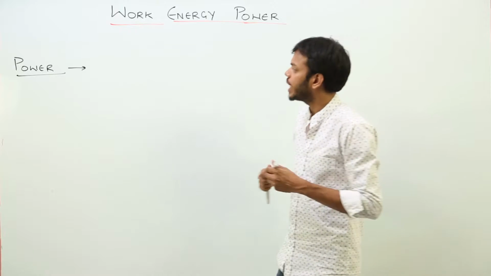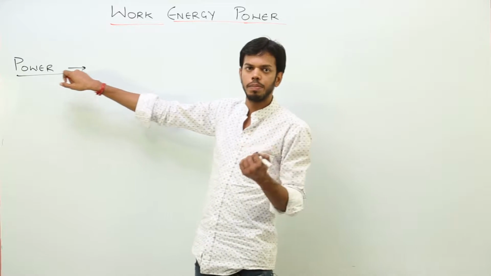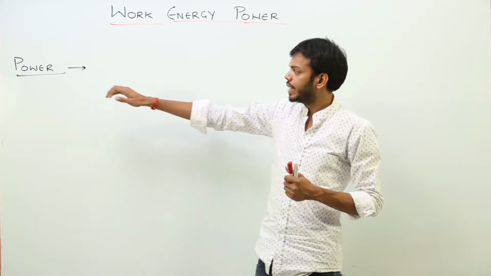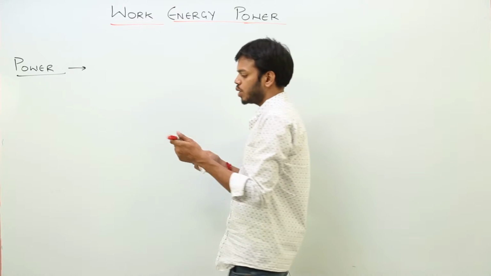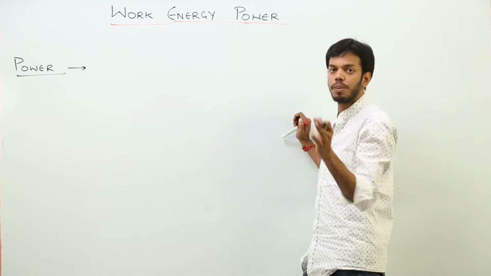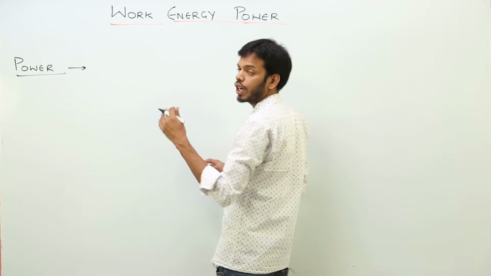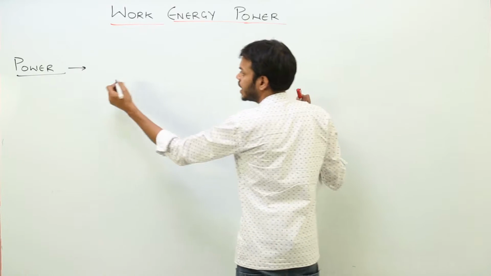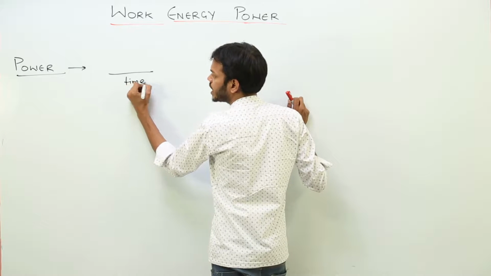Moving on to the next topic, that is power. The definition of power states, in simpler layman language, that the power of a man or machine is defined as the time rate at which work is done. We have already discussed that whenever the word rate is involved, time rate, the whole physical quantity gets divided by time, right? So power is the time rate at which work is done.